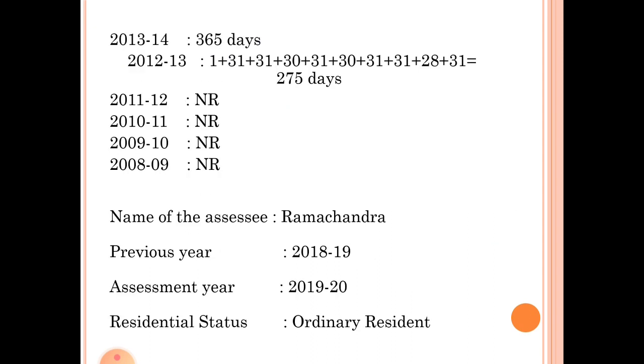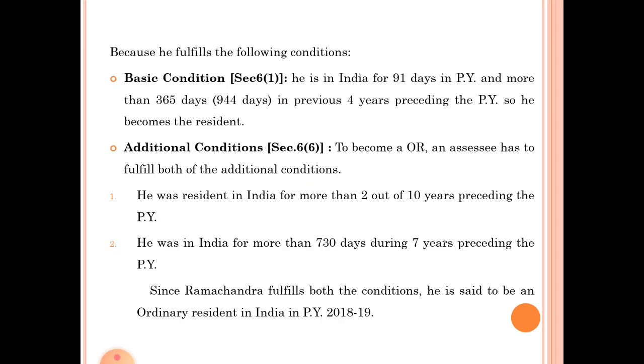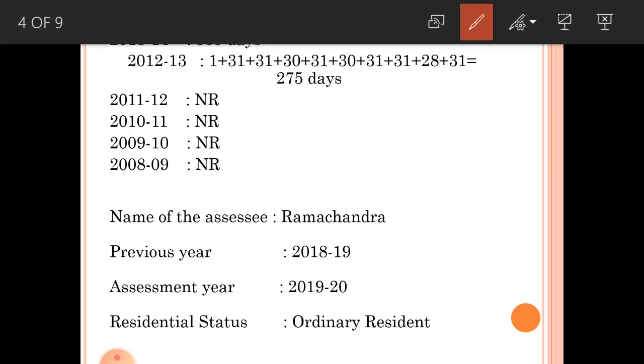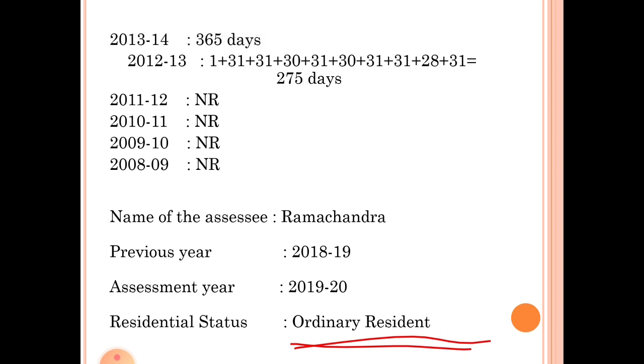So our solution is name of the assessee Ramachandra, previous year 2018-19, assessment year 2019-20, residential status, he is an ordinary resident because he fulfilled one basic condition, that is second condition, and both of the additional conditions. So he is an ordinary resident of India.